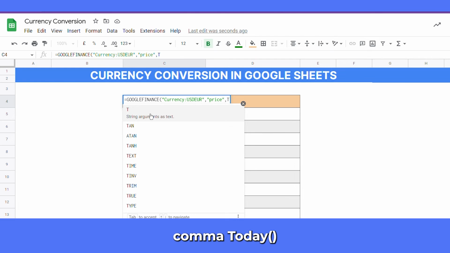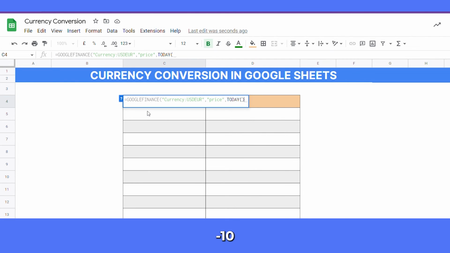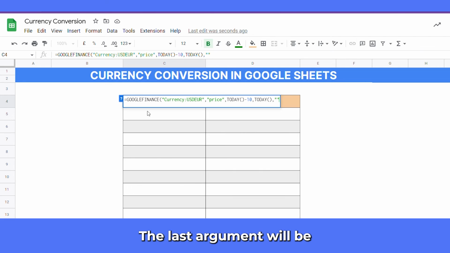comma TODAY minus 10, TODAY comma. The last argument will be daily.